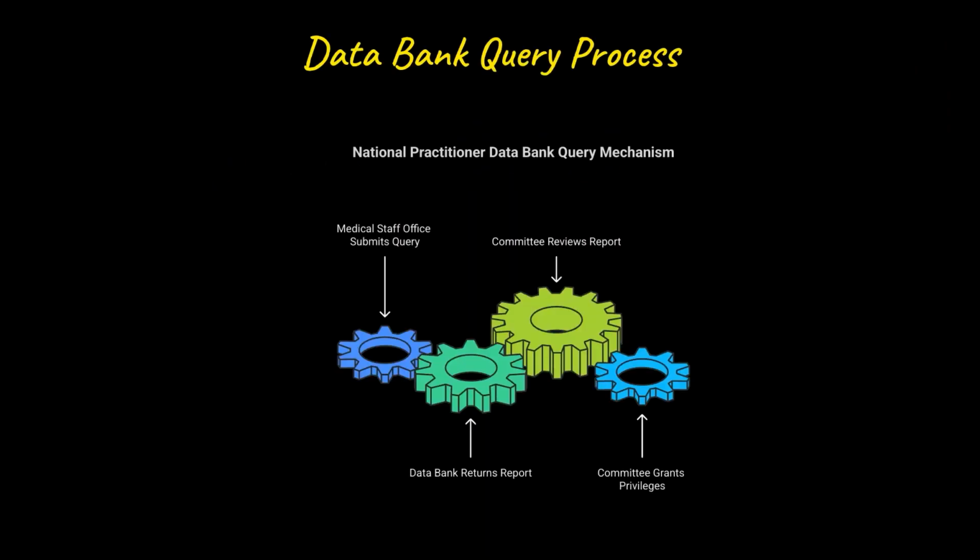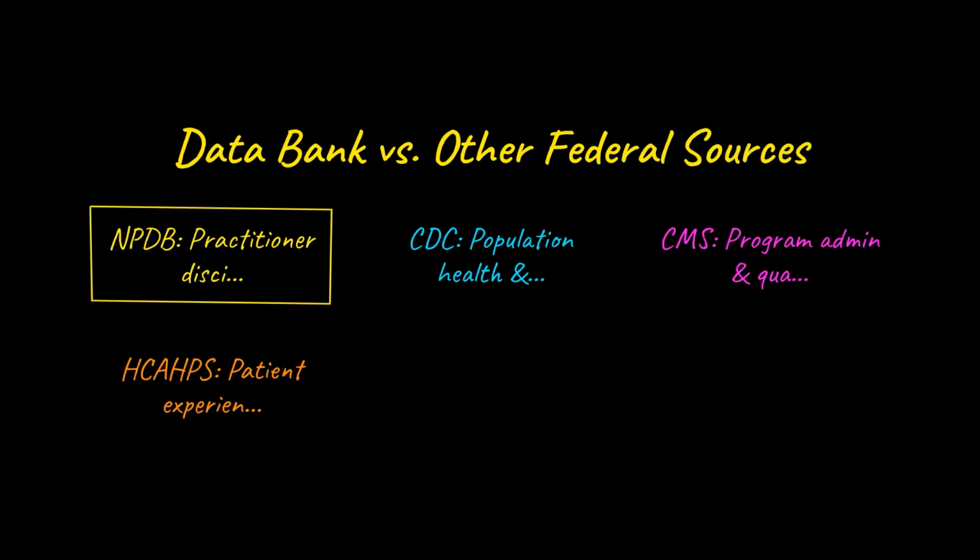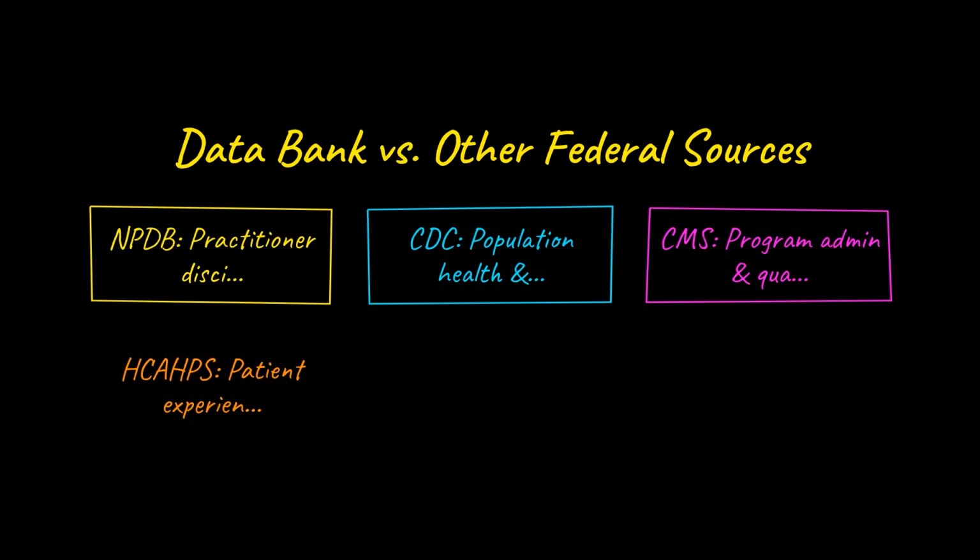In practice, a credentialing office submits a query for a specific practitioner and receives a report of all matching records across that practitioner's entire career. The committee reviews this report alongside training records and references before granting privileges. The exam day discriminator is matching the right repository to the right need. The CDC handles population health, CMS handles program administration, and HCAHPS captures patient satisfaction. The data bank is the only source for practitioner level discipline and malpractice information.